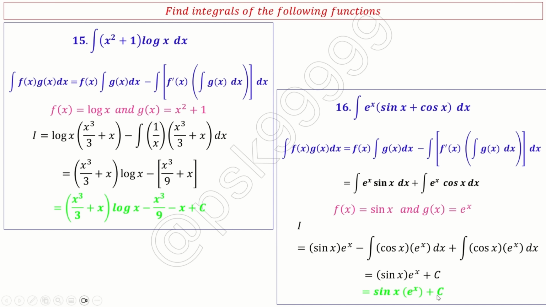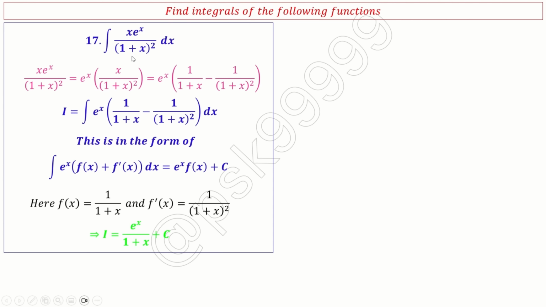We can also do this using another formula which you can remember, because wherever you see e to the power of x, most of the time you can apply this formula. I'll show you how. In this one, integration of x into e to the power of x by 1 plus x whole square. If I remove e to the power of x, it is x by 1 plus x whole square, so I can apply partial fractions. I am writing x by 1 plus x whole square as 1 by 1 plus x minus 1 by 1 plus x whole square.